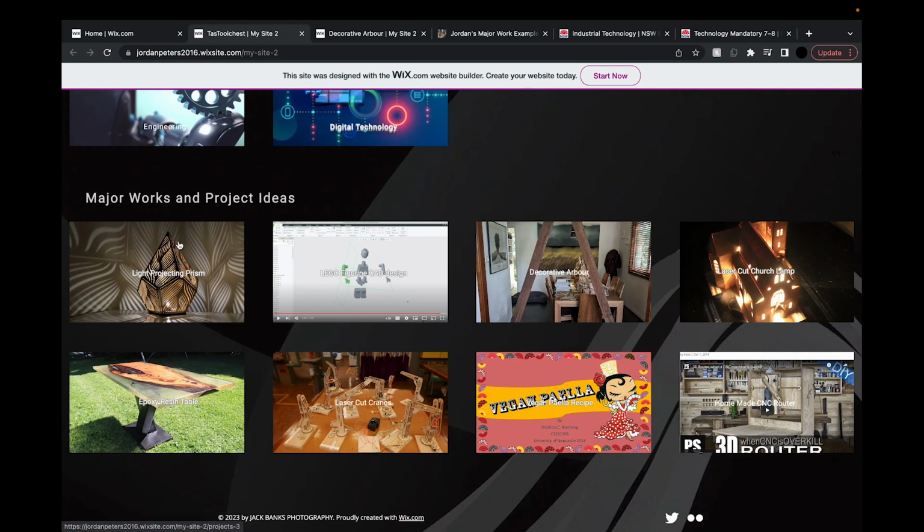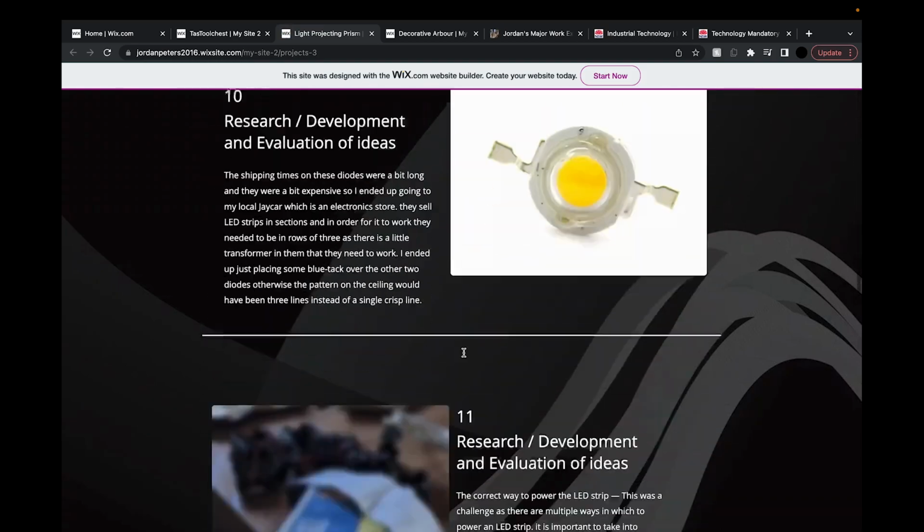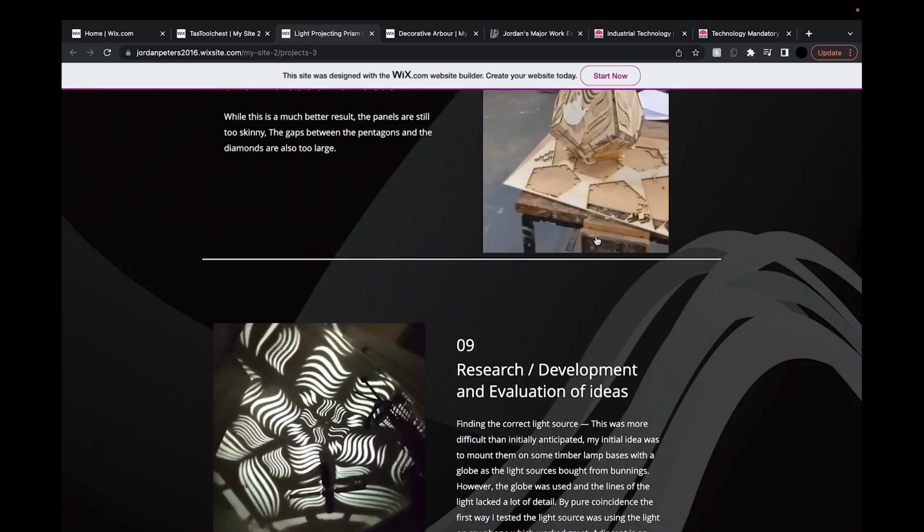And then likewise with the light projecting prism, I followed the same format. It's a bit shorter, but yeah, it's the exact same format.